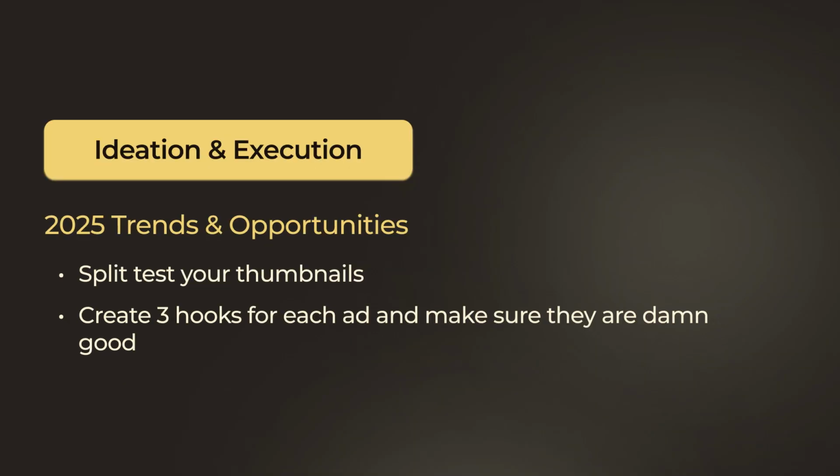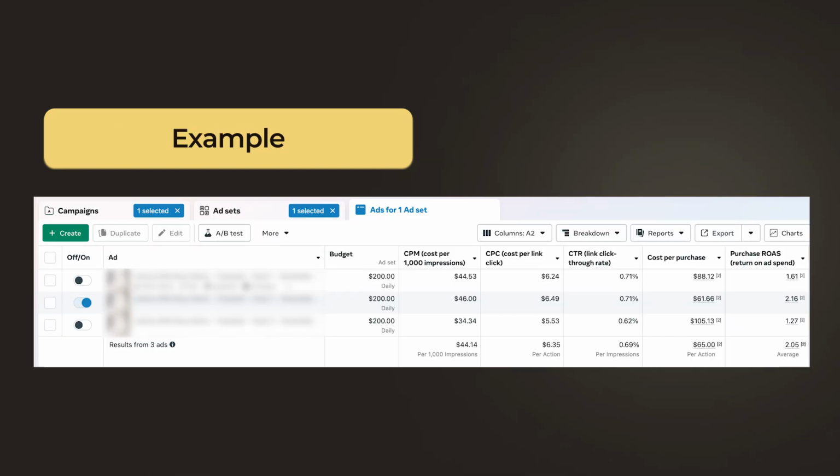Split test your thumbnails, create 3 hooks for each video ad, and make sure they are really good. When you're making different hooks, they must be in different places. So let me show you an example. This is the same ad with 3 different hooks. Look at the difference in the ad's performance. The only difference between these 3 ads is how the ad is starting for the first 5 seconds.